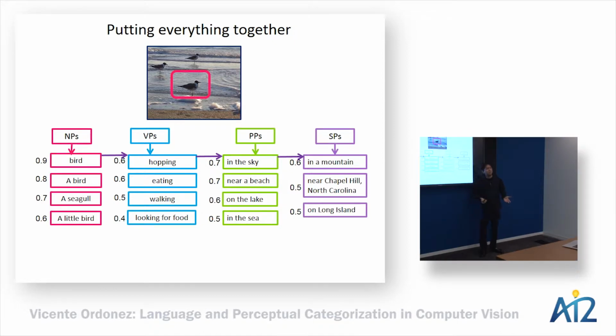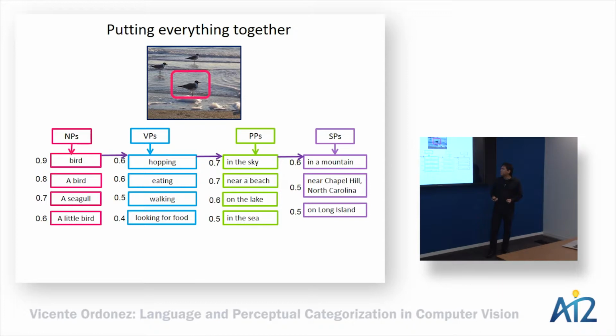If you do that, you could run into very serious mistakes like this one. That sentence doesn't make a lot of sense. A bird would hardly be hopping in the sky. And if you say it's in the sky, maybe you wouldn't mention it's in a mountain at the same time.